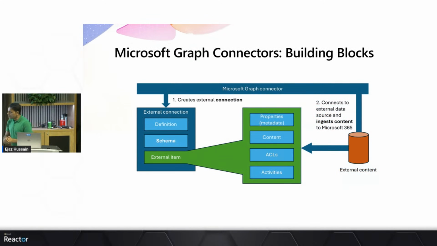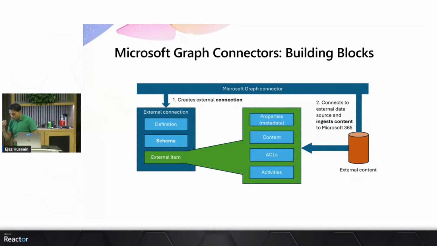Right. So when we build the connectors, what are the building blocks? I think Lee already went through some of them, so I'm just going to go through it quickly. First, we create an external connection, which involves a definition, schema, and external item. Number two, connect to the external data source and ingest into Microsoft. This is your external content. When we create an external item after the schema, we'll go into detail in a minute. We have properties, content, ACLs, and activities. So there are quite a few things going on at the moment.